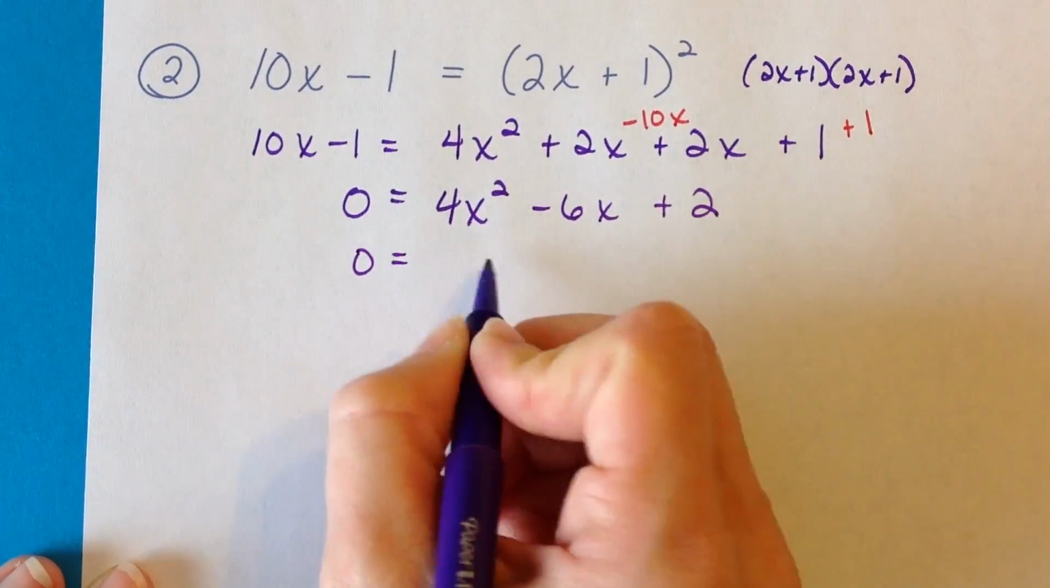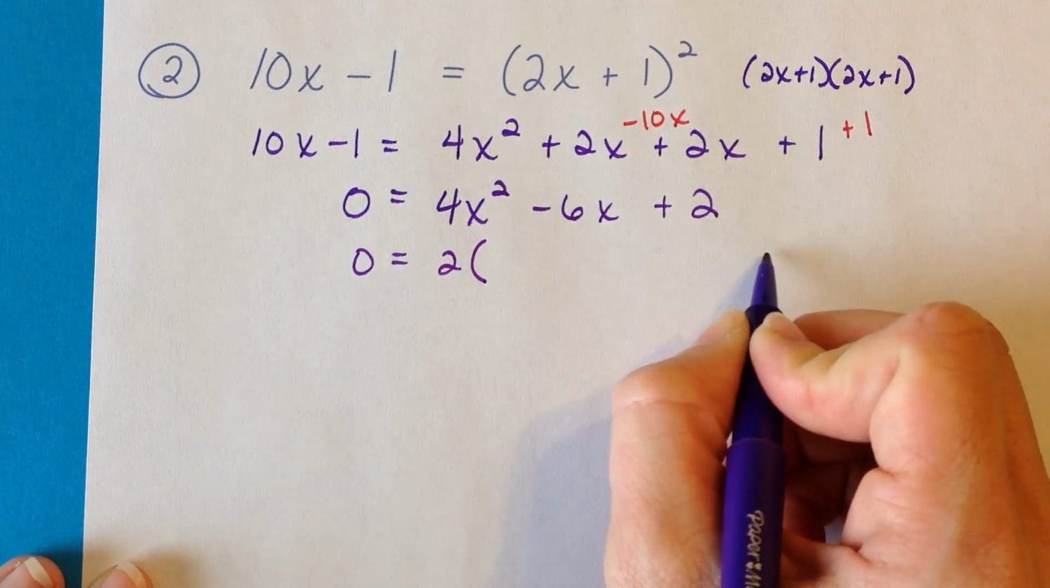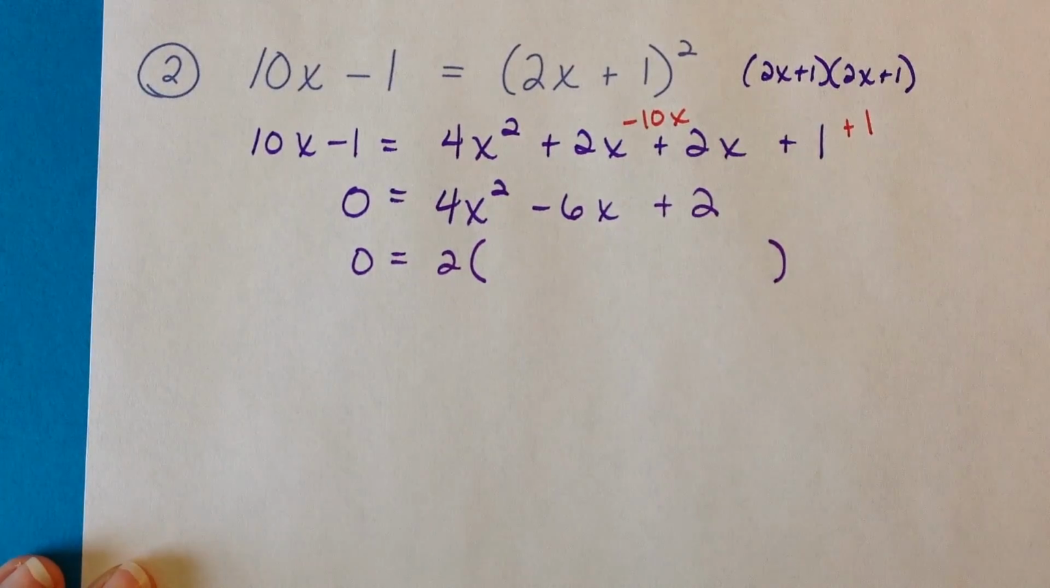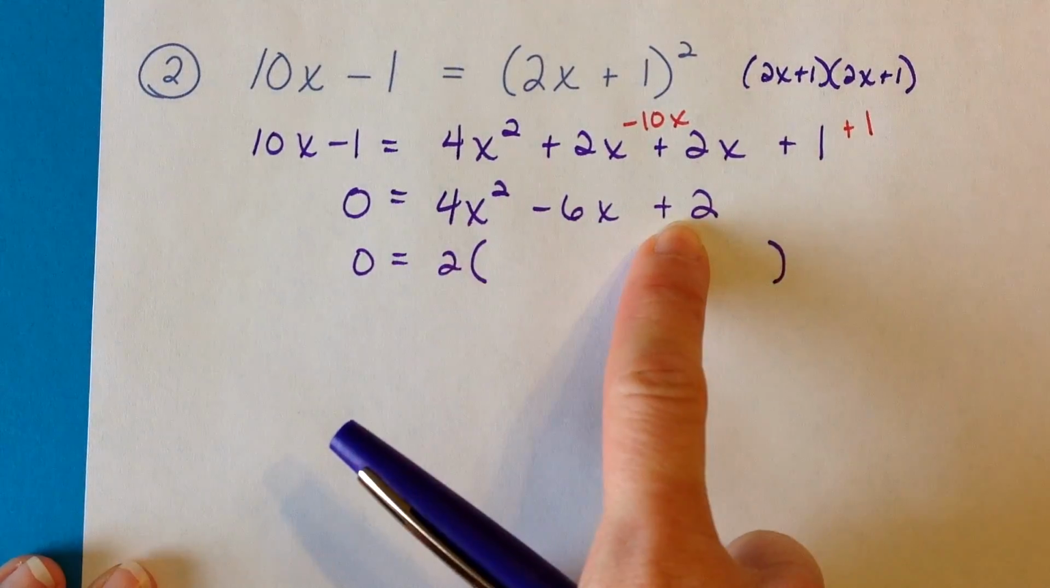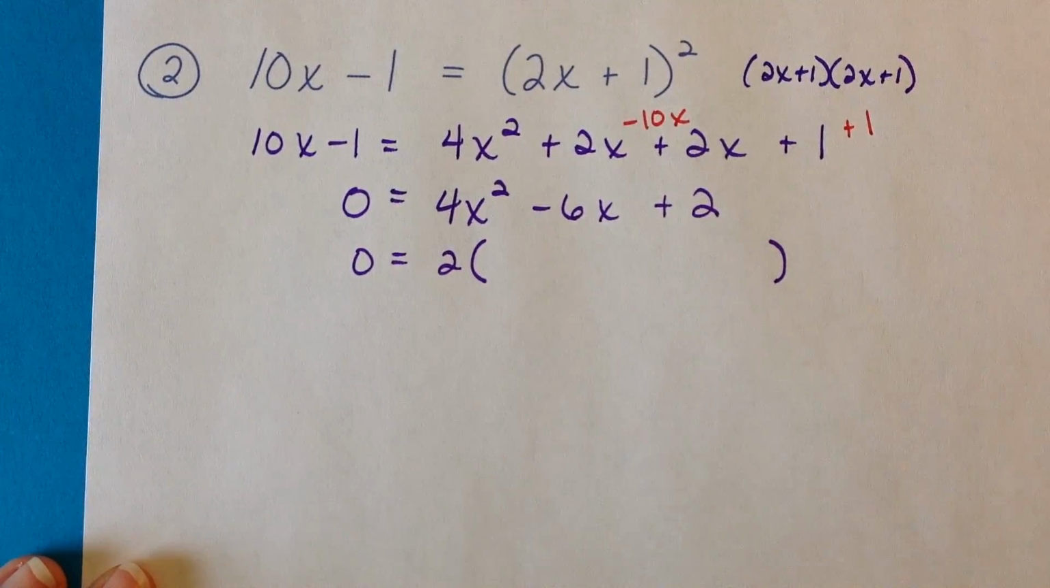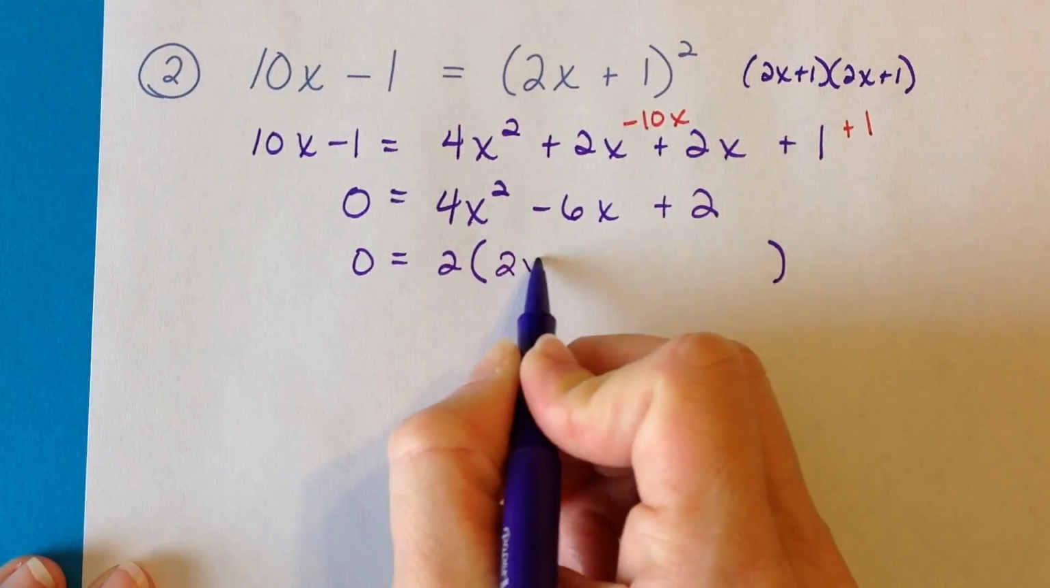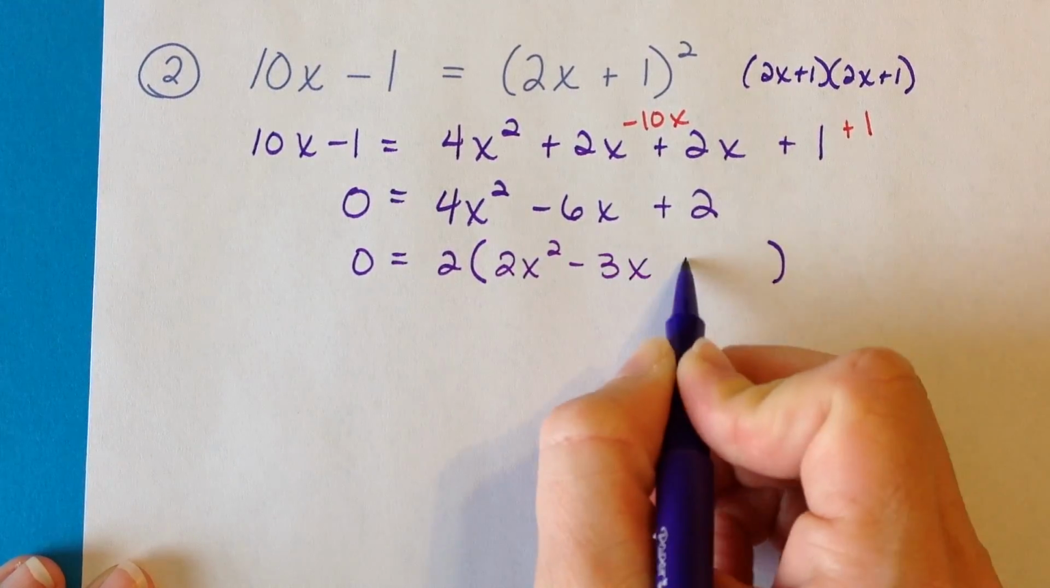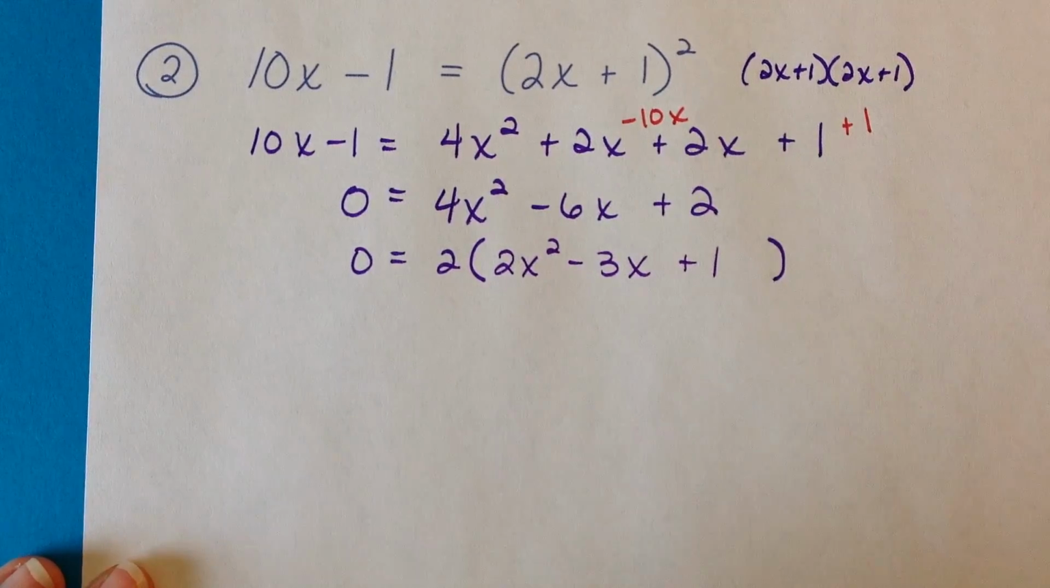Now, I mentioned a while ago that if you do have a common factor, you do need to factor it out. In this case, I have a 2 that's in common. So if I factor that from each term, I would have 2x squared minus 3x plus 1 left.